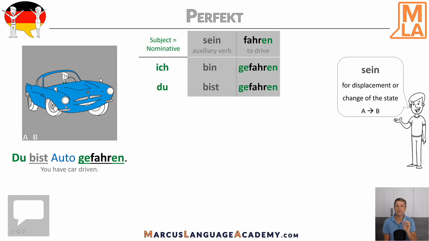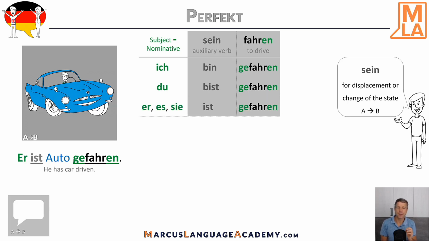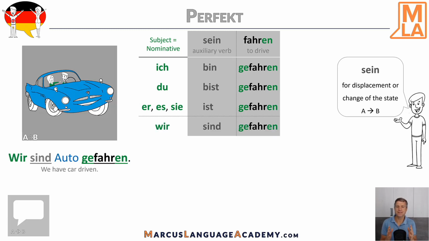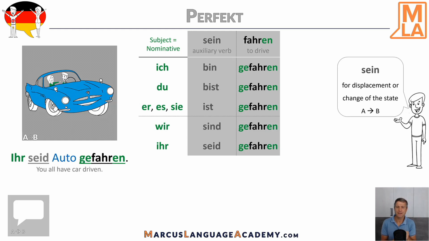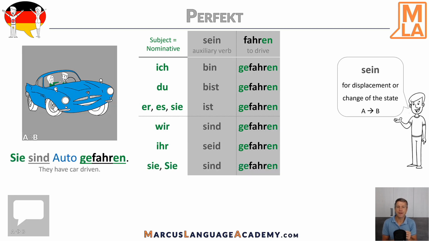Du bist gefahren. Du bist Auto gefahren. You have car driven. Er ist gefahren. Er ist Auto gefahren. He has car driven. Wir sind gefahren. Wir sind Auto gefahren. We have car driven. Ihr seid gefahren. Ihr seid Auto gefahren. You all have car driven. Sie sind gefahren. Sie sind Auto gefahren. They have car driven.